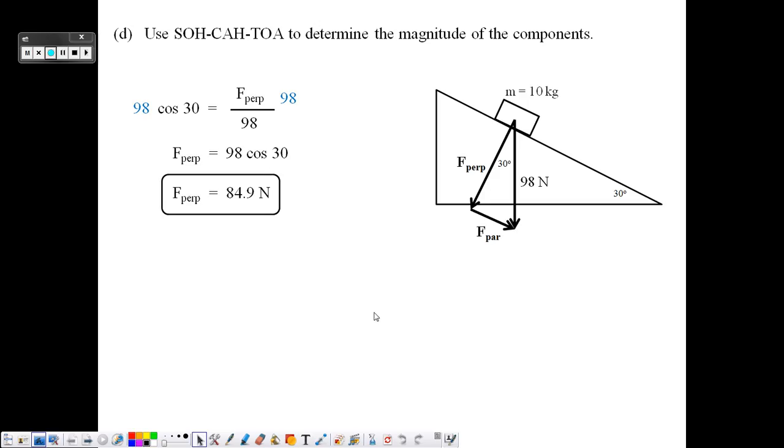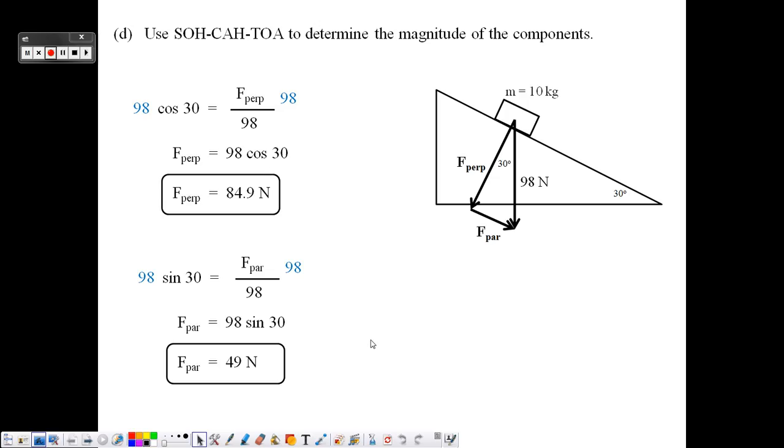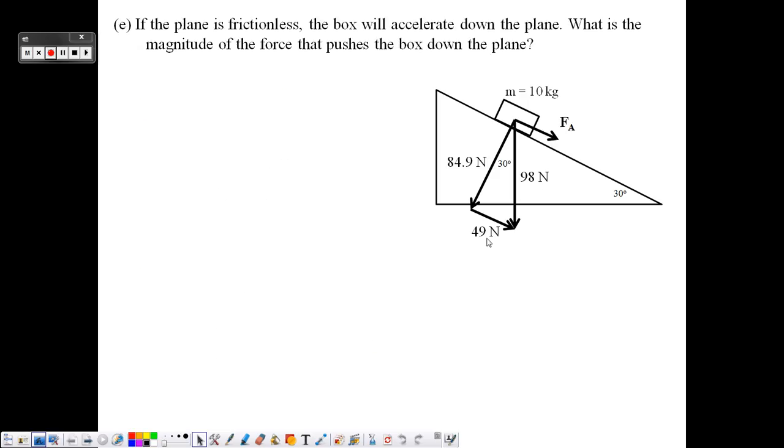The force parallel is the opposite side, so I'm going to use a sine function. Sine is opposite over hypotenuse. After multiplying by 98, it turns out to be 49 newtons for that component. Okay, put them on my diagram here.